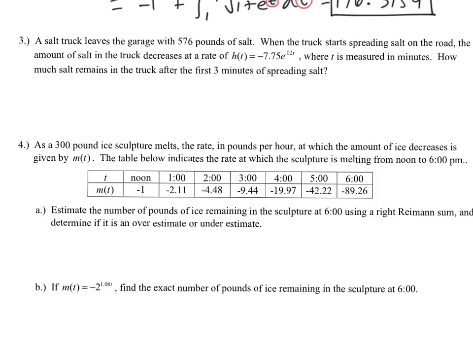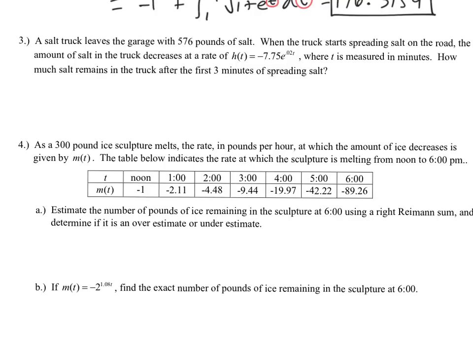Number 3 tells us that a salt truck leaves the garage with 576 pounds of salt. When the truck starts spreading salt on the road, the amount of salt in the truck decreases at a rate of h of t equals negative 7.75 e to the 0.02 t, where t is measured in minutes. So this is a rate function. Then it says, how much salt remains in the truck after the first 3 minutes of spreading salt?